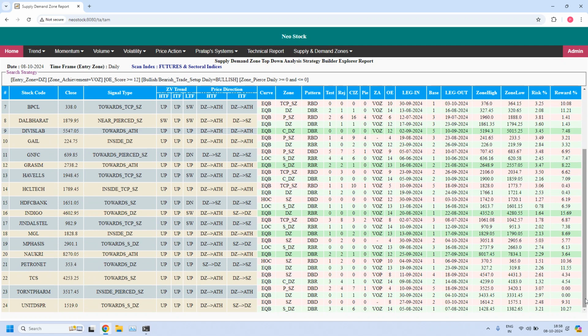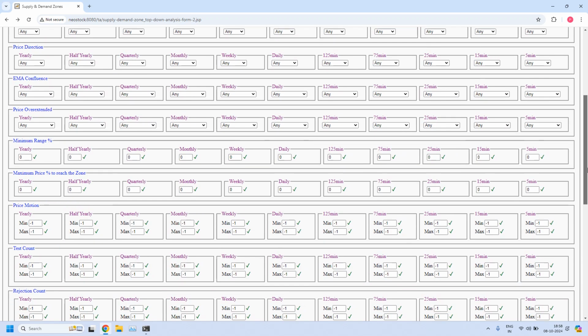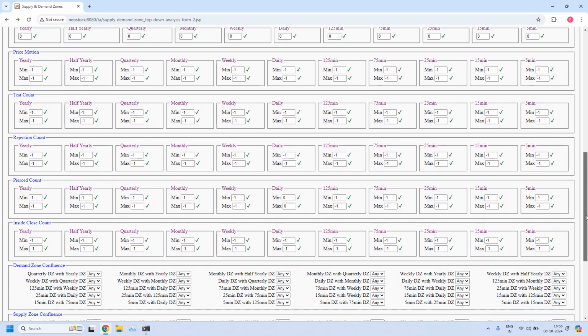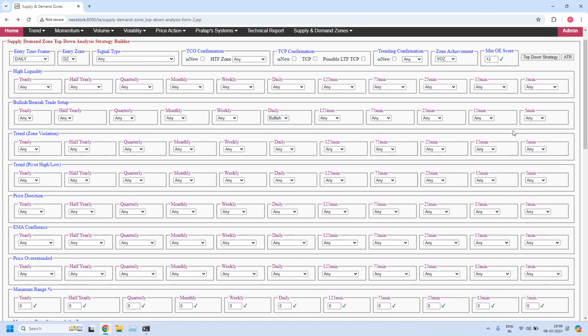That means daily zone should have weekly zone confluence. What is the meaning of confluence? Daily zone is part of the weekly zone or overlapped with the weekly zone. So in the demand zone confluence, I am enabling the filter daily demand zone with the weekly demand zone confluence. Now let's filter.